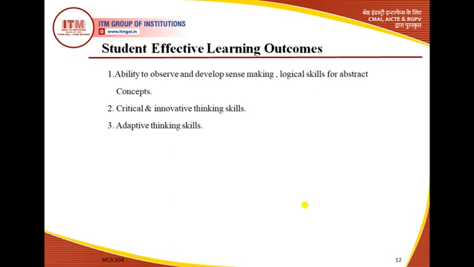These are the student effective learning outcomes after studying all these lecture slides. I hope students you must have developed an ability to observe and develop sense making. Logical skills must have been developed for abstract concepts. I hope you must be able to achieve critical and innovative thinking skills after learning this .NET framework architecture, and must have adapted certain thinking skills regarding this .NET framework technology.